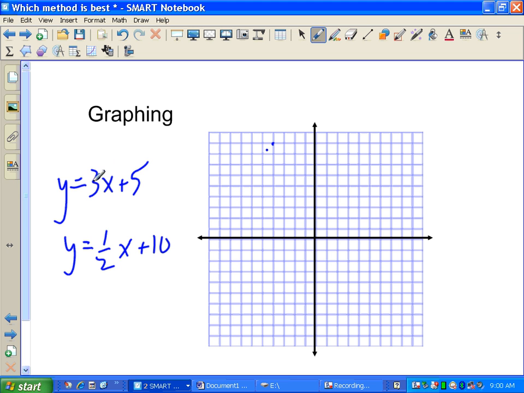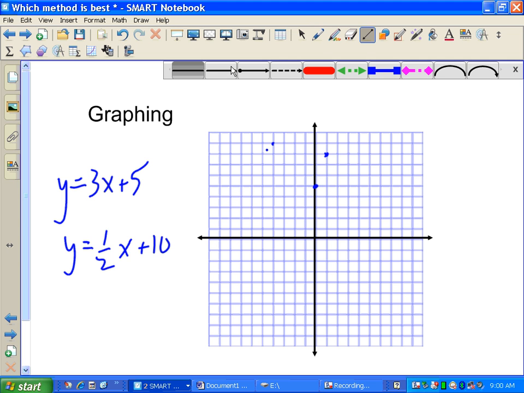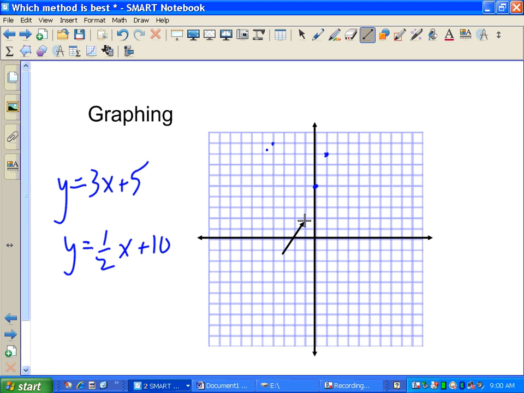That sort of thing. So if we look at 3x plus 5, we're going to start at 5: 1, 2, 3, 4, 5. And our slope is 3, so we go up 3 and over 1. Okay? See if I can make a line that goes roughly through those points. Not bad, I guess. Move it around a little. Look back. That's all it's good. All right, and then half x plus 10.